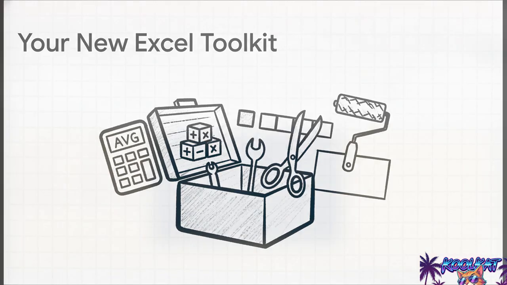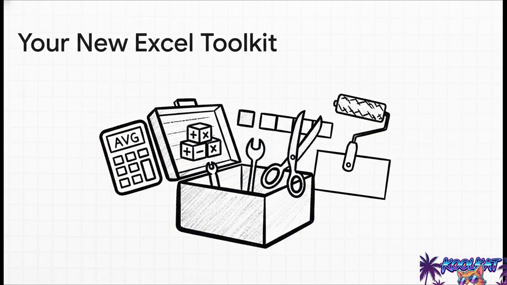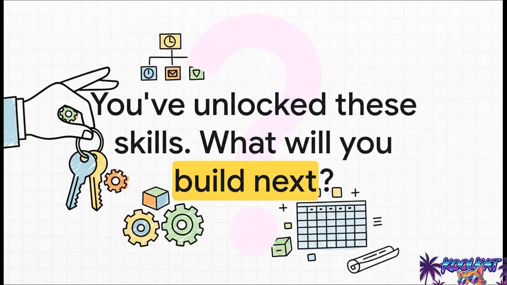In just the last few minutes, you've added 4 super useful skills to your Excel toolkit. You can now calculate averages in an instant, build your own custom formulas for anything, select your data with total precision, and make your documents look fantastic. You now have the keys to build spreadsheets that are way more efficient, way more accurate, and look a whole lot more professional. So the only question left is, what are you going to build next?